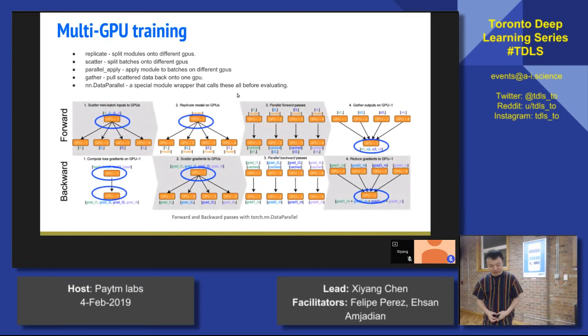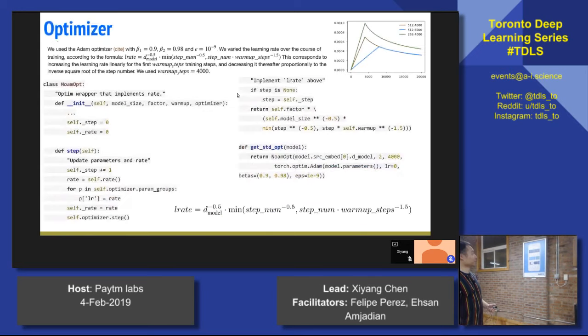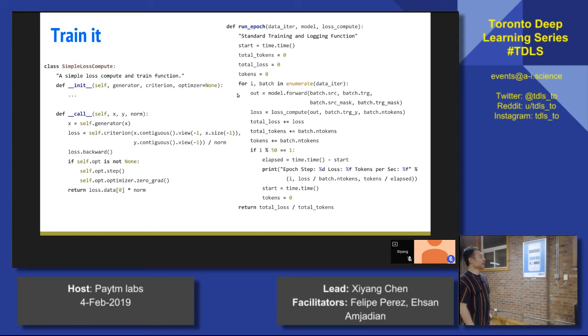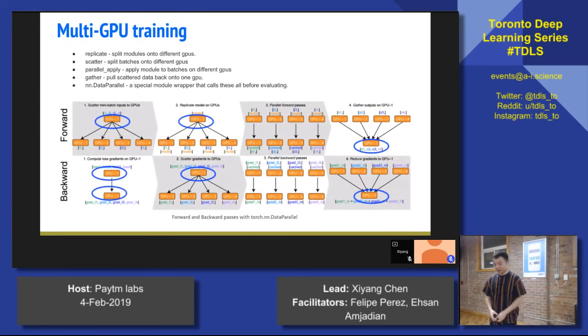This is slightly more interesting: multi-GPU training. So what we saw here is how you do it on a single GPU. And the annotated transformer also gives multi-GPU training. I haven't run this personally because I have only one GPU.